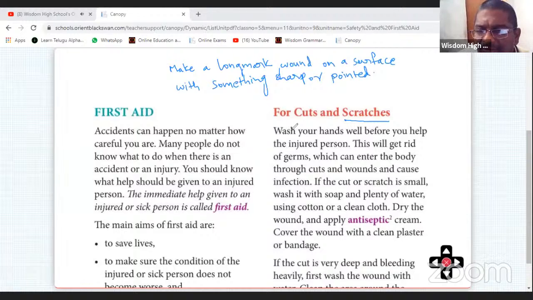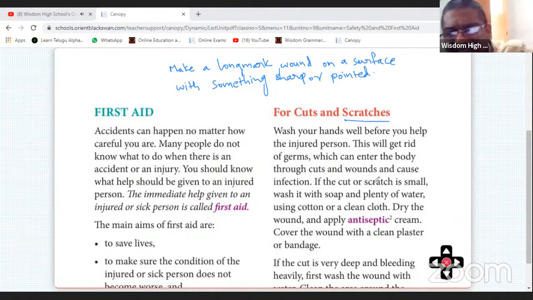Next, wash your hands well before you help the injured person. Yes, someone raised their hand. Who is there? Okay, dear children, concentrate here. Wash your hands well before you help the injured person. This will get rid of germs which can enter the body through cuts and wounds and cause infection. If the cut or scratch is small, wash it with soap and plenty of water.